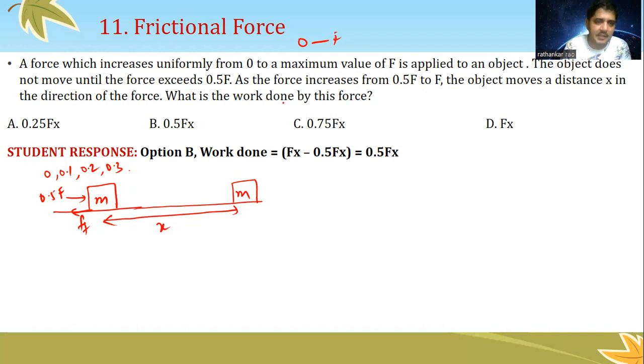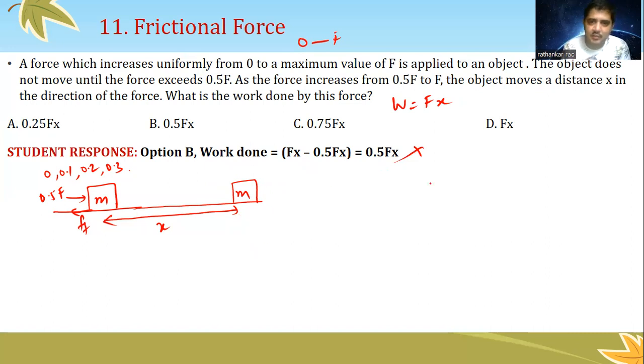Now, what is the work done by the force? Usually what students do is they find work done is nothing but F multiplied by x, final force minus initial force multiplied by displacement, because we know work done is equal to force multiplied by displacement. And thus they do the same thing, but this is incorrect. I'll tell you why.